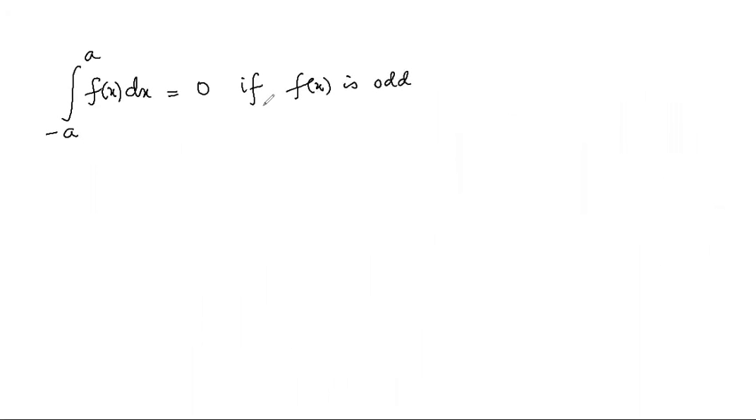Now, what happens in case of an even or odd function? Let's see. If the integral is from minus a to a of f of x dx, the answer will be 0 if the function is odd. So you don't have to integrate anything. Directly, you can write the answer. If it is even, it is 2 times the integral from 0 to a of f of x dx. This theorem is the one which is asked the maximum number of times in the exam.